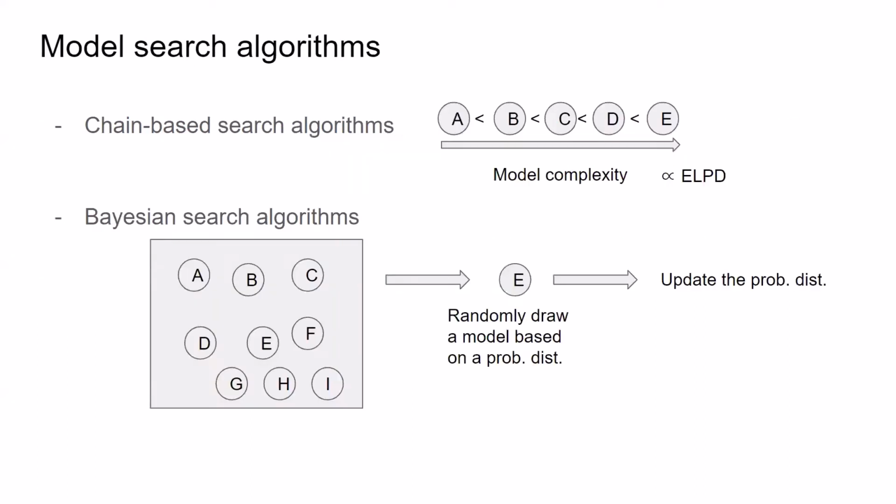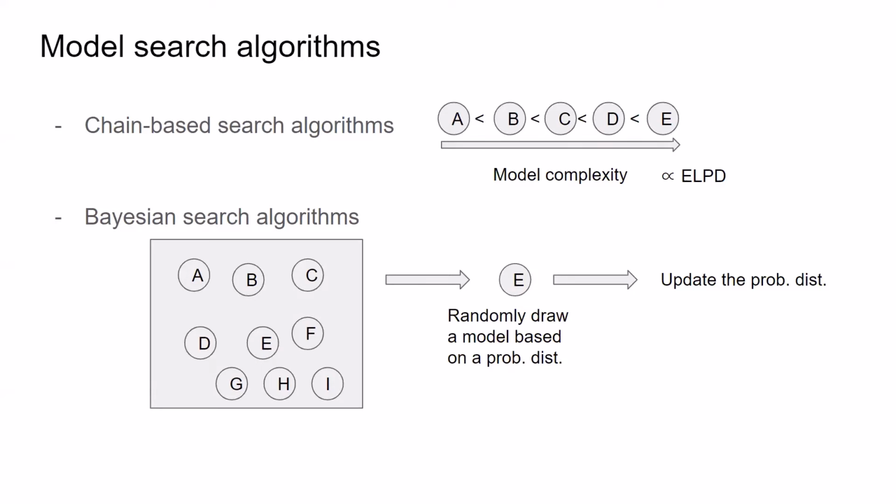We provide two streams of model search algorithms. One is the chain-based search algorithm. We define a combinatorial structure called a chain, and we assume that as one goes along the chain, the model complexity increases. Also, it is assumed that as model complexity increases, the ELPD value of the model increases as well.